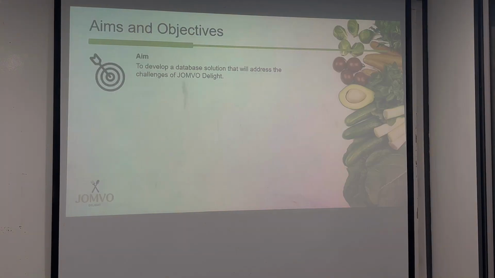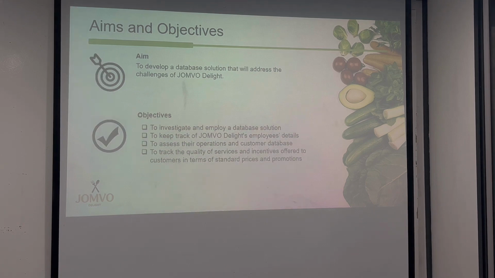Aims and objectives. The aim of Jumbo Delights Limited is to investigate and employ a database solution as a new developmental process that will address impaired performance. The objectives are to keep track of Jumbo Delights Limited employee details in order to assess their operation and customers database, and to track the quality of services and incentives offered to customers. Now my colleague will take the next slide.